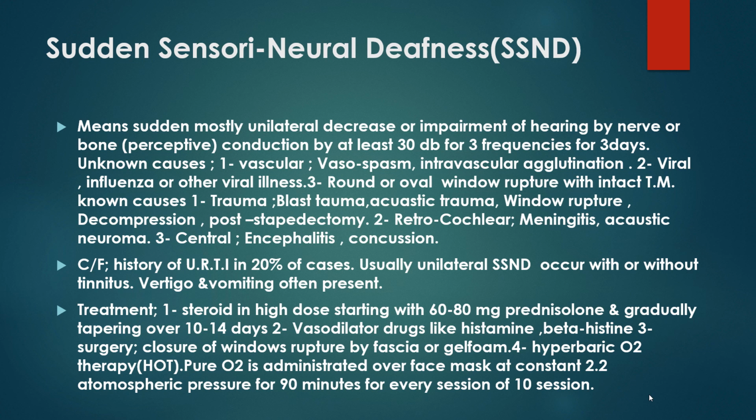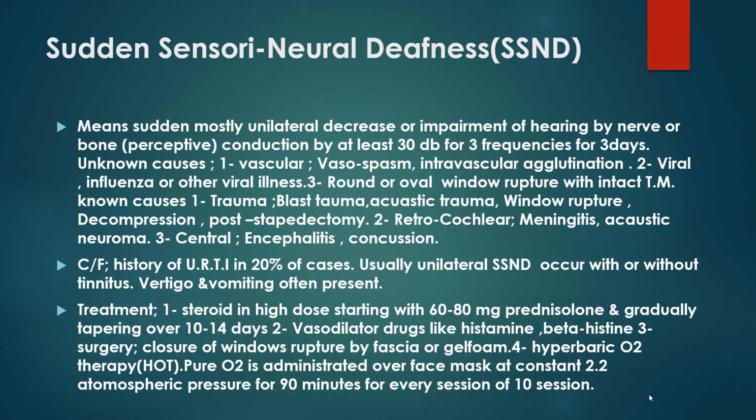Clinical features: commonly we have a history of upper respiratory tract infection in 20% of the cases. As I told you, usually it is unilateral sudden sensorineural hearing loss, which occurs with or without vertigo or tinnitus. Treatment: we have steroid in high doses, starting with 60 to 80 milligrams of prednisolone and gradually tapering over 10 to 14 days. We have vasodilator drugs like histamine or betahistine hydrochloride.